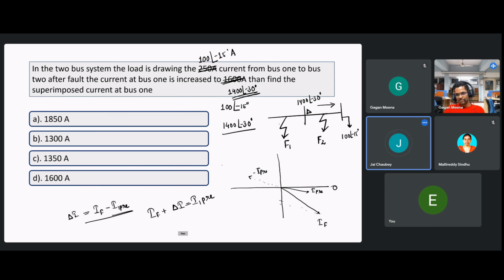So it will be like this. Then you take the resultant. So it will be like this. Or what you can do, you add here. It is same, no? You add it here. So if you add IF and the superimposed component, you will get the pre-fault current.